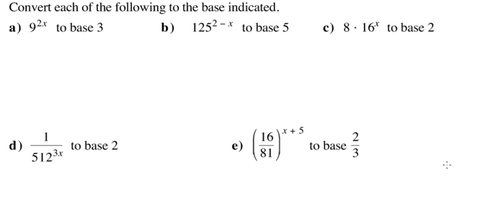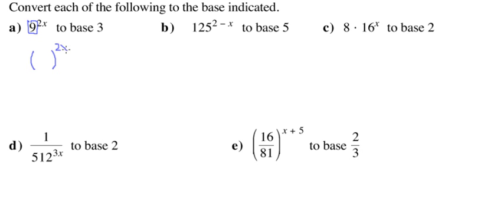Convert each of the following to the base indicated. So if we have 9 to the 2x, and we want to write this as 3 to the something, we don't want 9 to be our base anymore. What you have to do is replace 9 with 3 to the something. Well, 3 to the 1 is 3, 3 to the 2 is 9, and so we can do this.